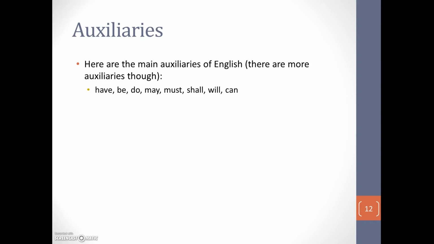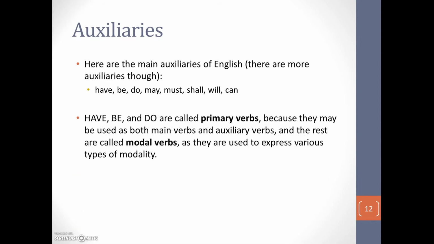So these are the main auxiliaries of English, okay? There are more auxiliaries, but these are the ones that you should definitely remember and know are auxiliaries: have, be, do, may, must, shall, will, can. Now have, be and do are called primary verbs or primary auxiliaries because they can actually be used both as main verbs and as auxiliary verbs.